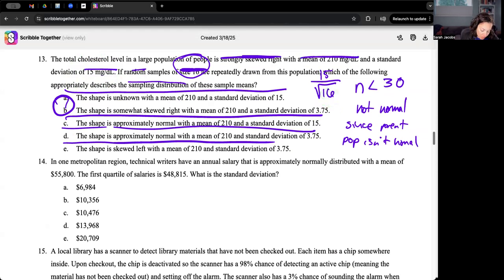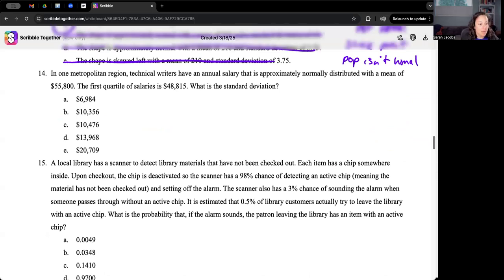Okay, almost done with our MCQs, and I'll take a little cat break. In one metropolitan region, technical writers have an annual salary that is approximately normally distributed with a mean of 55,800. The first quartile of salaries is 48,815. What is the standard deviation? Okay, so first up, first quartile, 25th percentile.